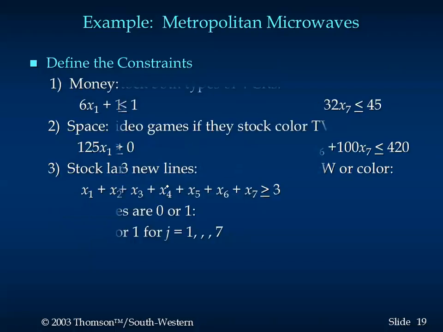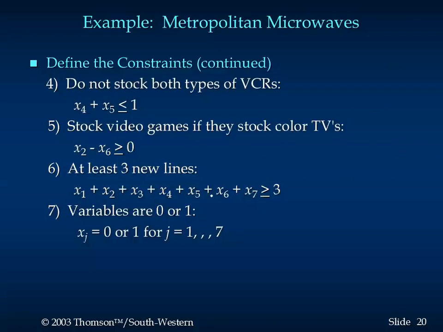Okay. And at least 3 new lines. So, the sum of all of them should be greater than or equal to 3. Right? And the variables are 0 or 1. Okay, very, very simple. Okay, so how do we solve it?